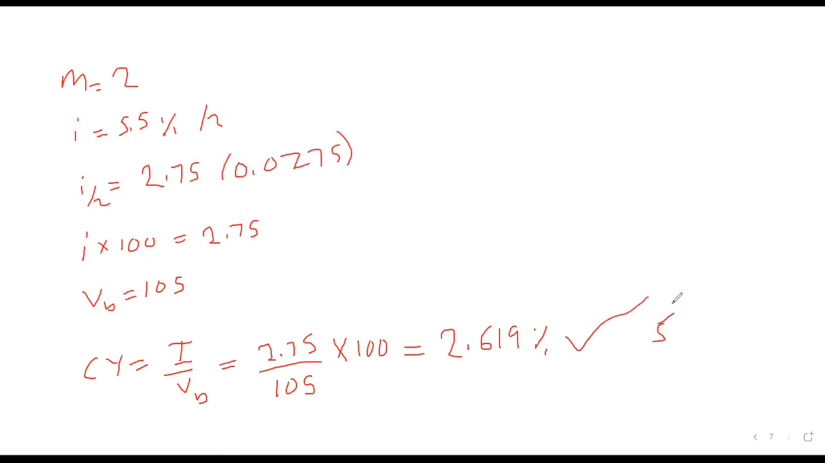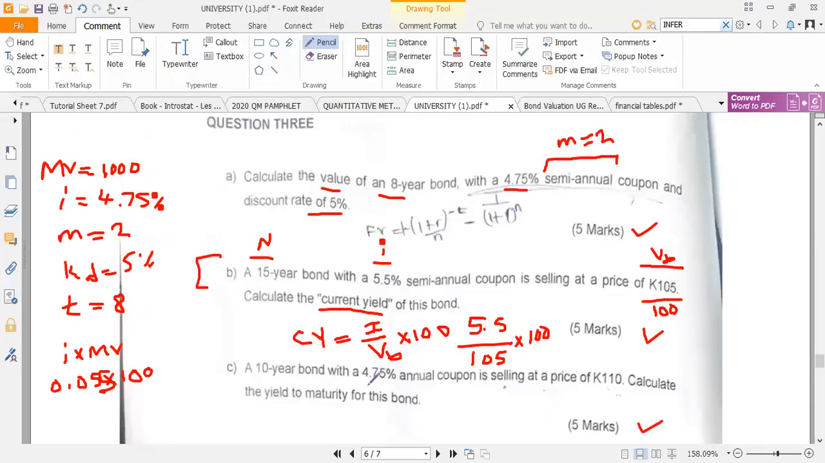Very much. Okay. And we go to the last part of the question. A 10-year bond has a 4.75 annual coupon and a selling price of 110. Calculate the yield to maturity. So what is this then? N. What is this, 4.75? Is that what? Or I?